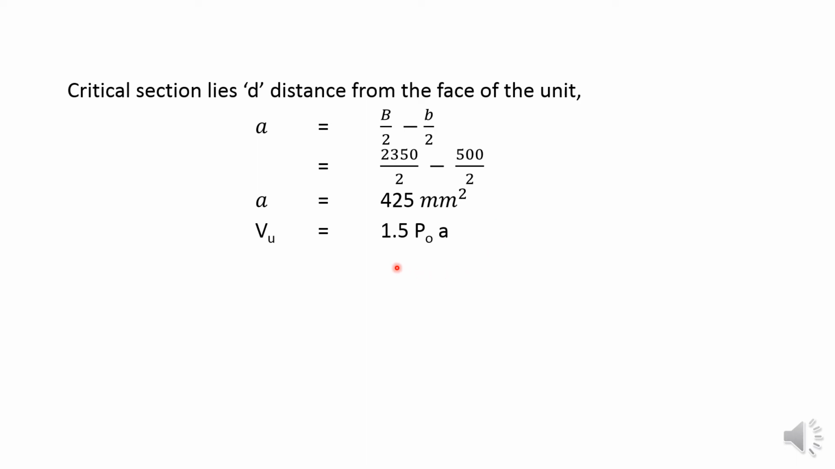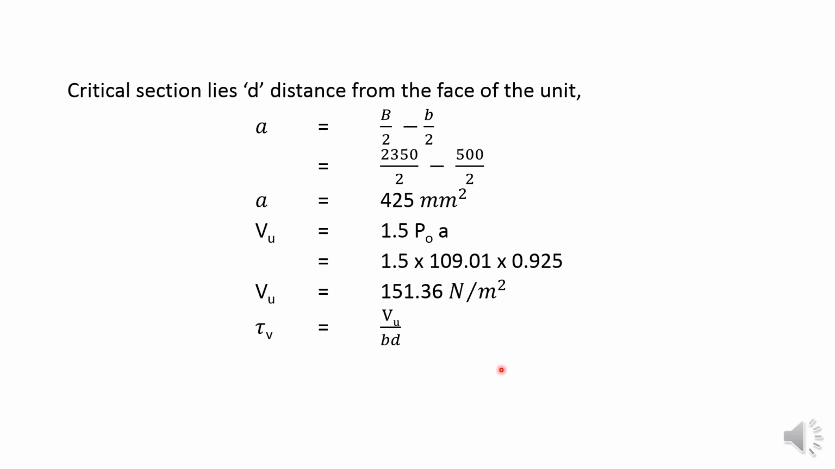So Vu, that is shear stress, is equal to 1.5 into p0 into a. Substitute the value here. Finally we will get a value of V is equal to 151.36 Newton per mm square. So here p0 is the net upward pressure. This is the total area.